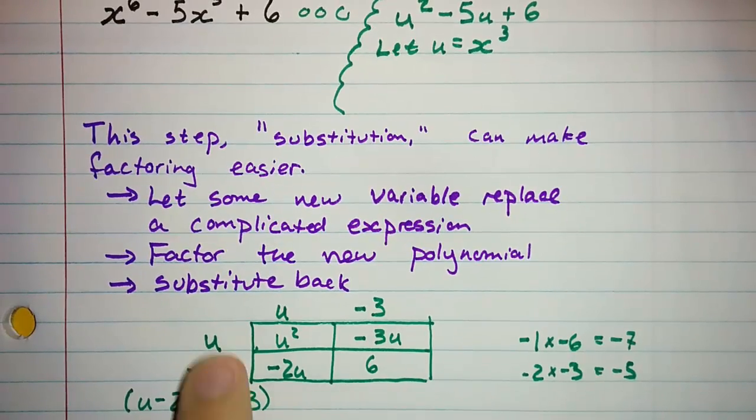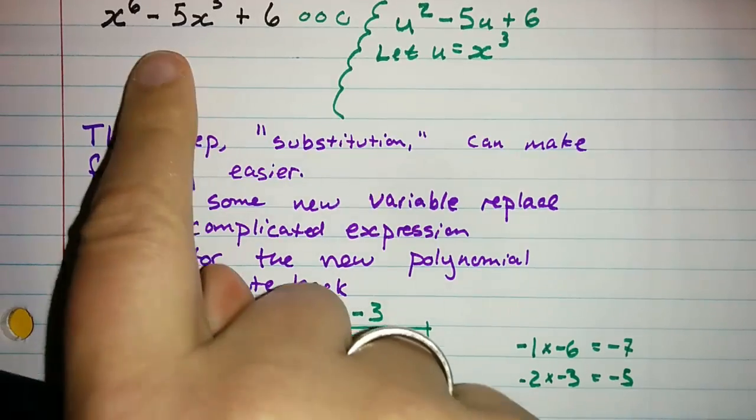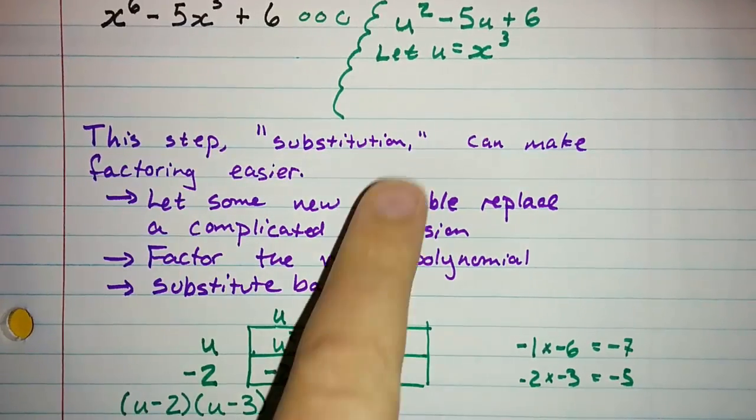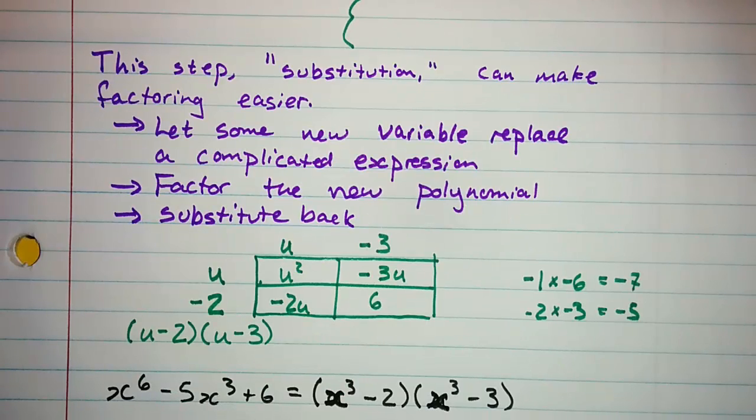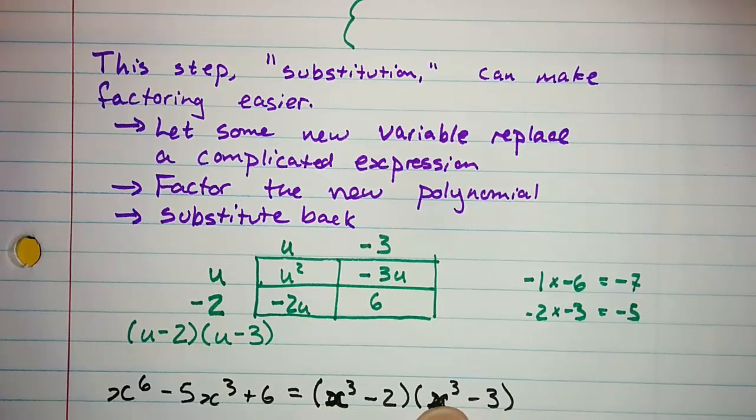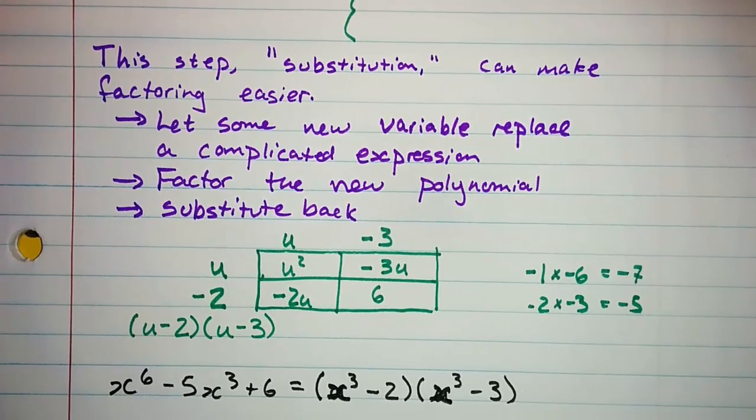But of course this doesn't factor our original expression. Why? Because this hasn't got any u's in it. We need to substitute back. I'll get my original polynomial factoring as x cubed minus 2 times x cubed minus 3. Now notice, my only hope to factor these two binomials further would be if they were differences of cubes, but 2 isn't a perfect cube, 3 isn't a perfect cube, so I can't go any further with that.